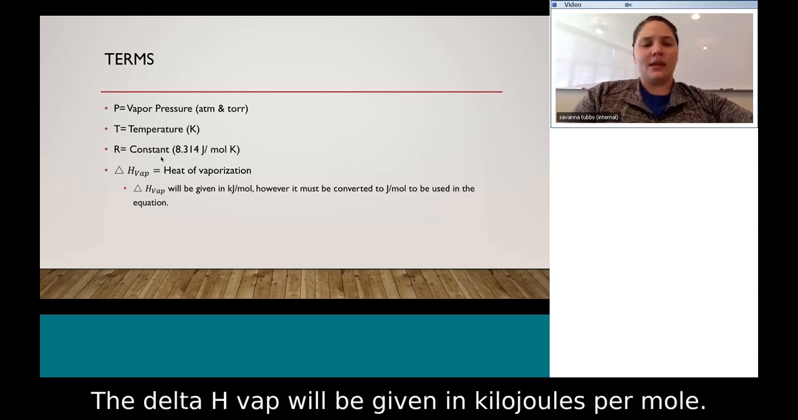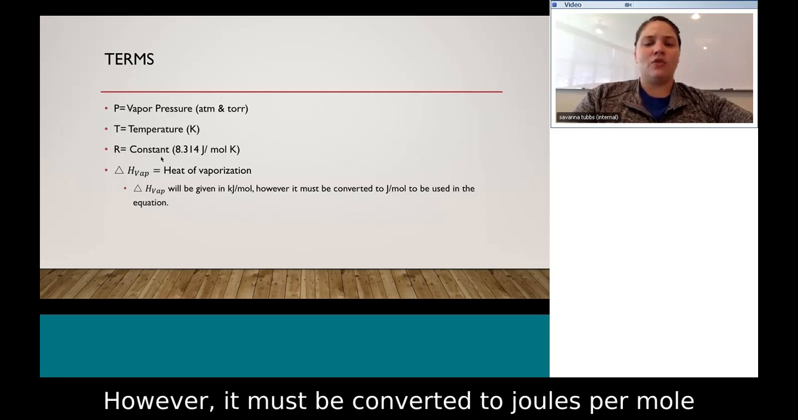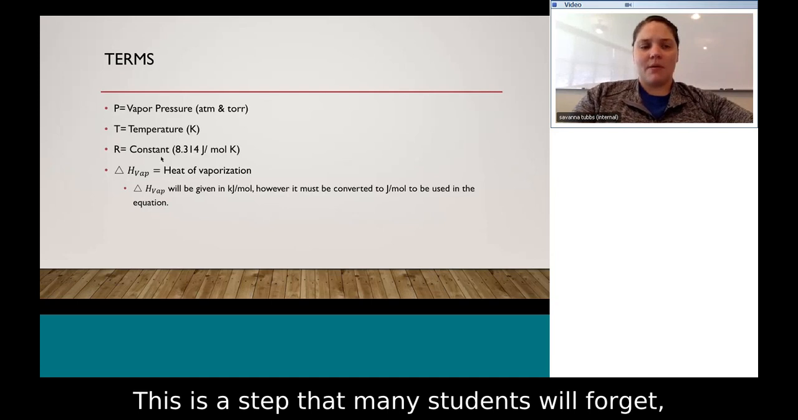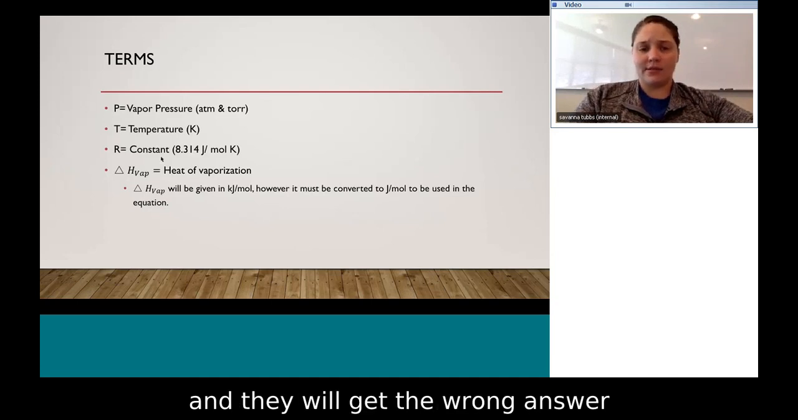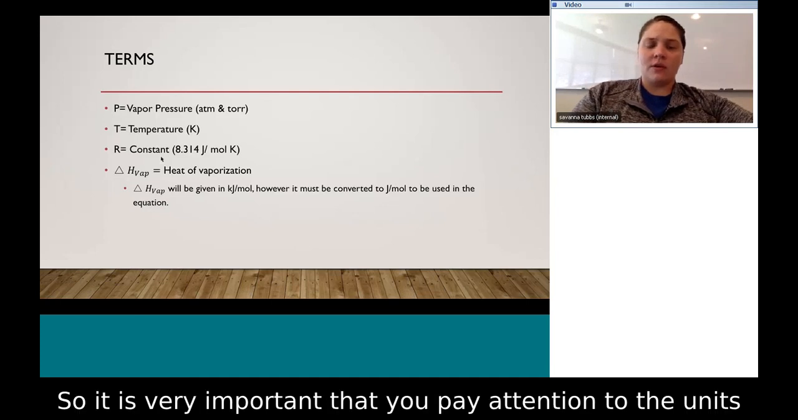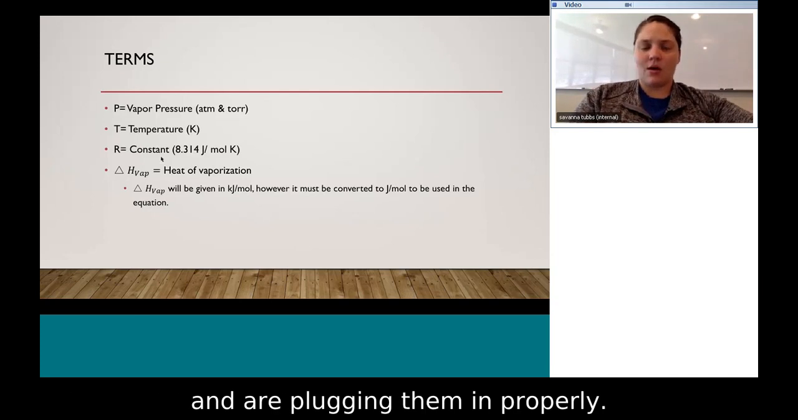The delta H vap will be given in kilojoules per mole. However, it must be converted to joules per mole to be used in the equation. This is a step that many students will forget, and they will get the wrong answer on their exams or their homework. So it is very important that you pay attention to the units and are plugging them in properly.